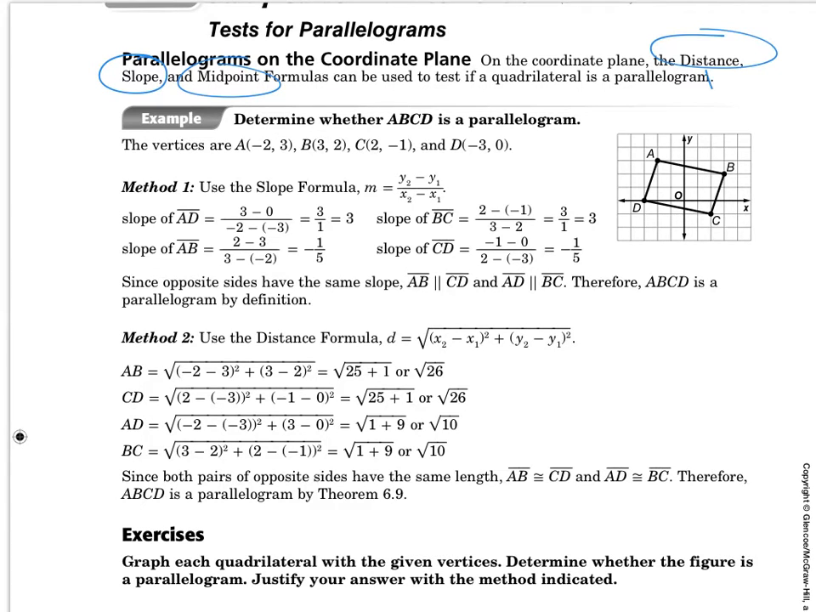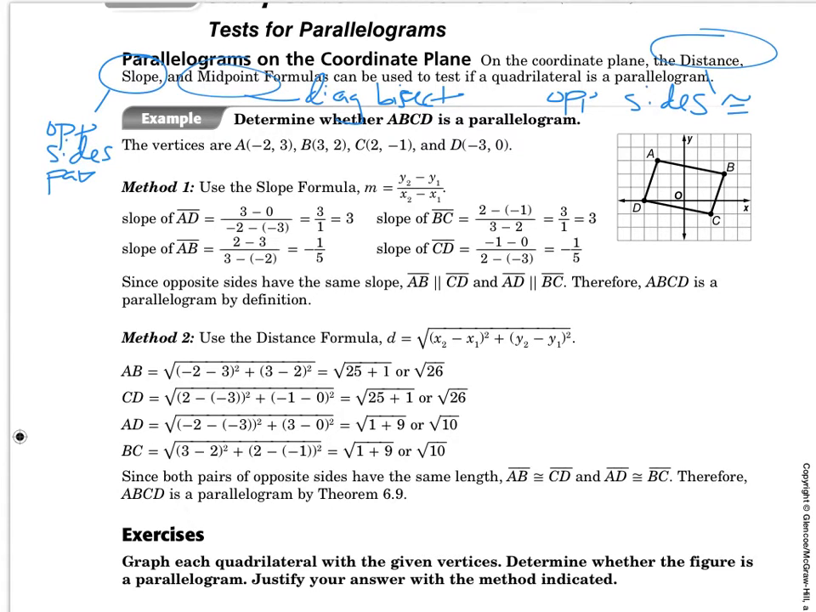The distance formula is anytime you're going to have sides congruent. You're going to use the distance formula to show that opposite sides are congruent. You'll use the slope formula to show me that opposite sides are parallel. And you're going to use the midpoint formula. We haven't done it yet, but you will use it here to show me that the diagonals bisect each other. Because if they intersect each other at the midpoint, then you're in good shape. So that's what we're going to do here.